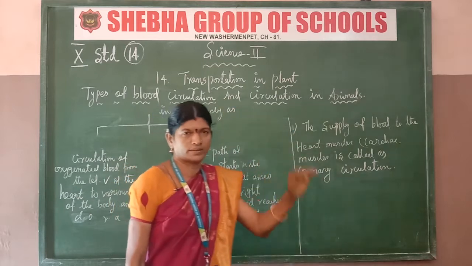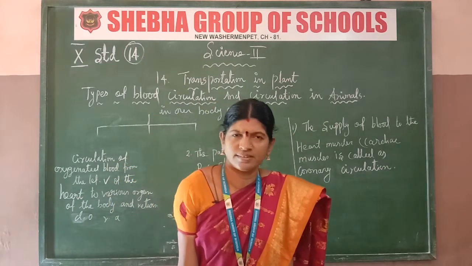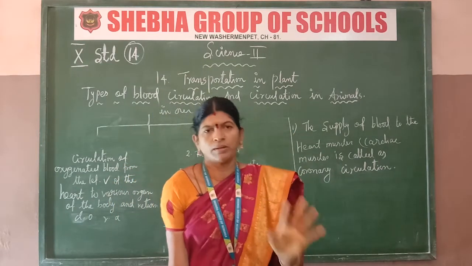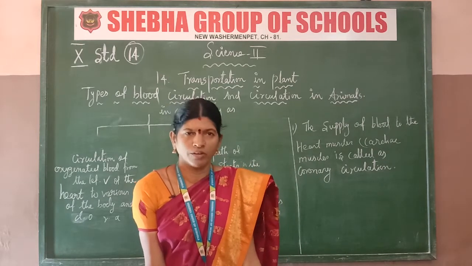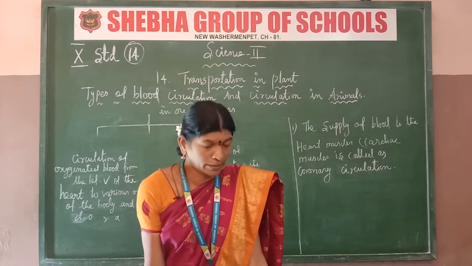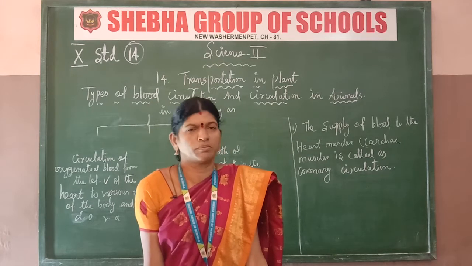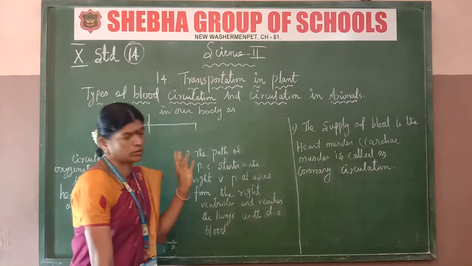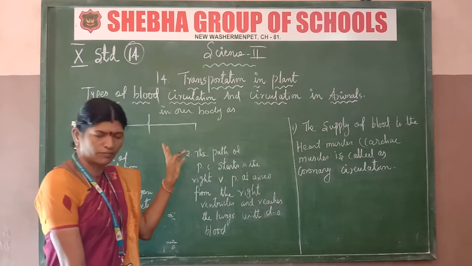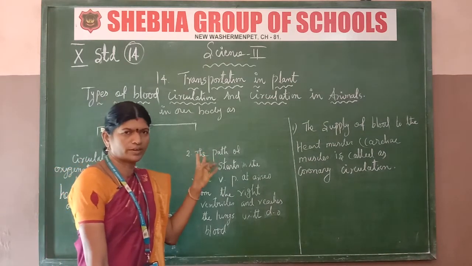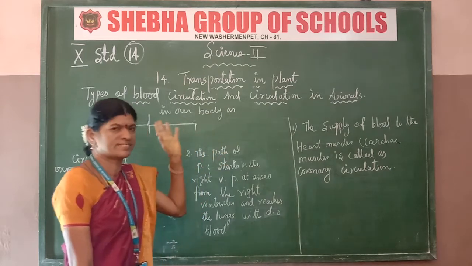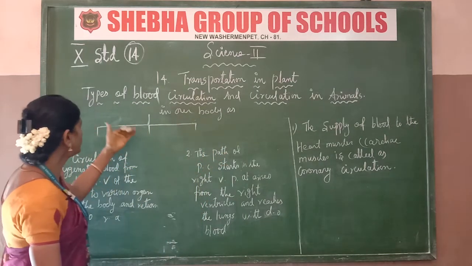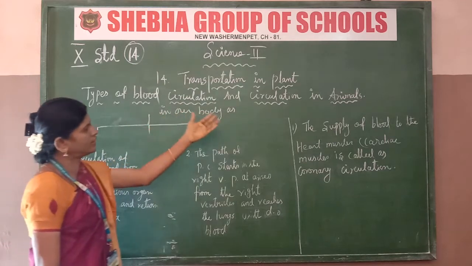Already, in the last class, we covered the structure of the heart. The heart is a pumping organ. There is a double membrane structure called the pericardium. Pericardial fluid fills the space around the heart, and four chambers are present: the left auricle and right auricle, and the left ventricle and right ventricle. Now we are going to the types of blood circulation.